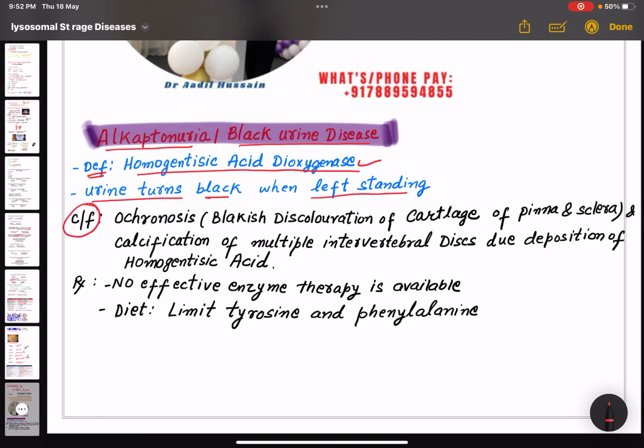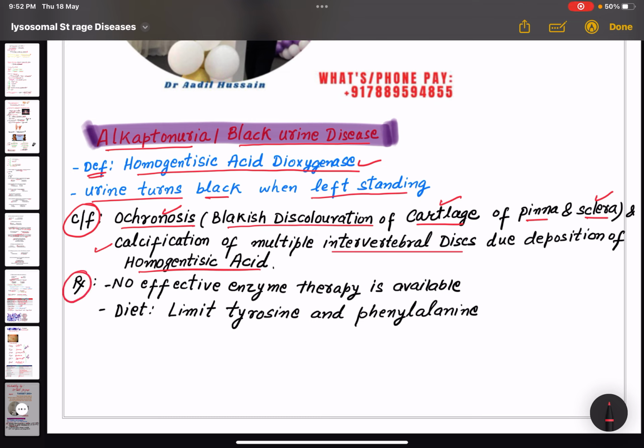And what are the clinical features in alkaptonuria? The patient will have ochronosis. I have told you that if there is deficiency of this enzyme, there will be accumulation of homogentisic acid. That homogentisic acid will accumulate in various sites, like inside the cartilage, which results in ochronosis. What is meant by ochronosis? It is the black discoloration of the cartilage of the pinna and sclera. Even the sclera will be black. This homogentisic acid will also accumulate inside the intervertebral discs. That can result in calcification of multiple intervertebral discs due to deposition of homogentisic acid. I have written this already here.